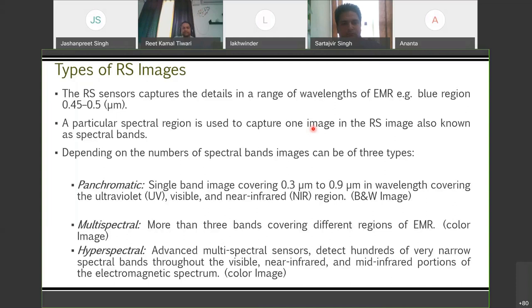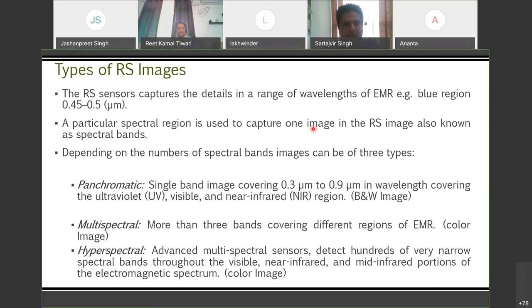In multispectral, we capture multiple images in different electromagnetic regions. Like for the green region, we capture one image. For the blue region, we capture one image. And for the red region, we capture another image. So we combine these three to get a colored picture of the Earth surface, and that is called multispectral. That means we have different spectral bands of the images.